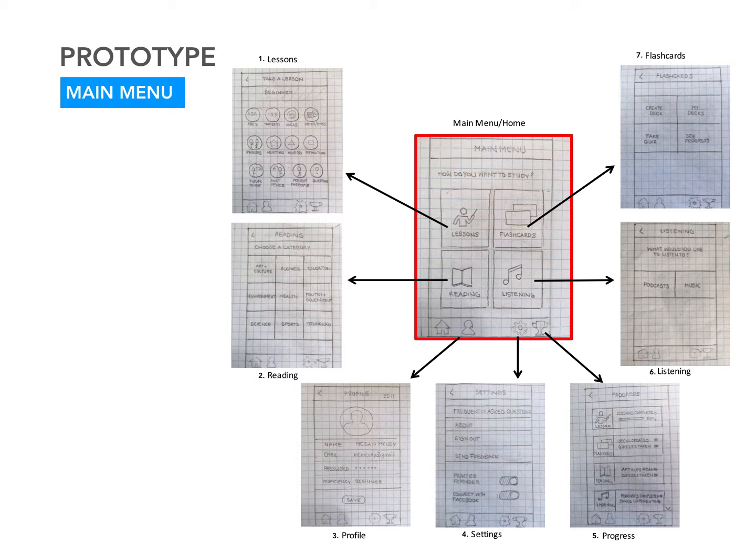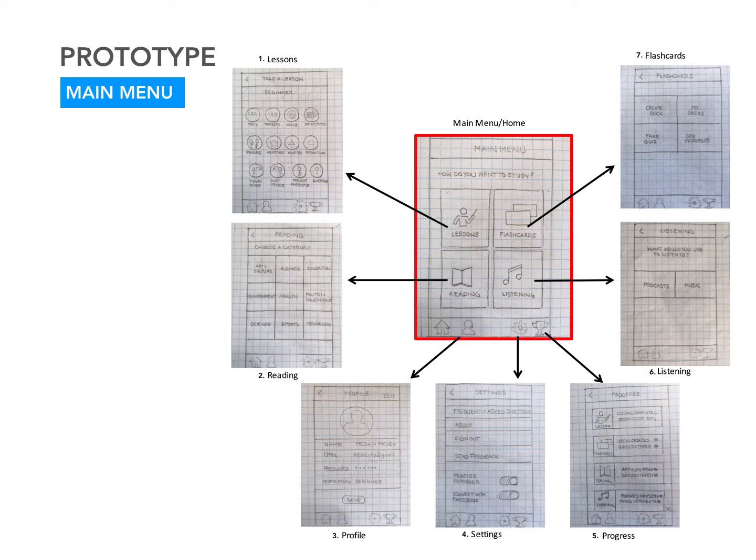I'll just run through a couple of slides of the prototype real quick. As you can see here, that center screen is the main menu, and screen 1, to the upper left, is describing the 4 different ways that a user could study. Again, screen 1, you could take a lesson. Screen 2, you can study via reading. Screen 6, you can study by listening. And then screen 7, you can study via flashcards.